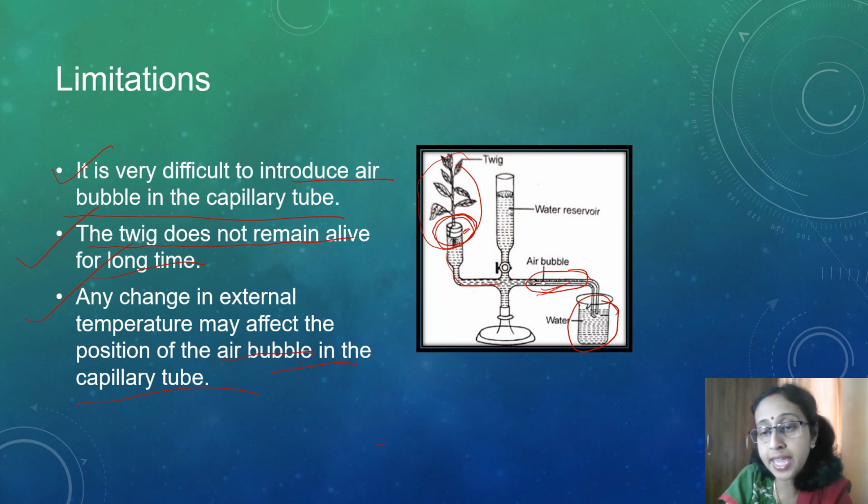It is a very delicate air bubble. It can get disturbed with external temperature changes, if the temperature is very hot, if it is too windy, or the air velocity is too high, it will affect the position of the bubble in the capillary tube. So these are all the main experiments of this transpiration lesson.